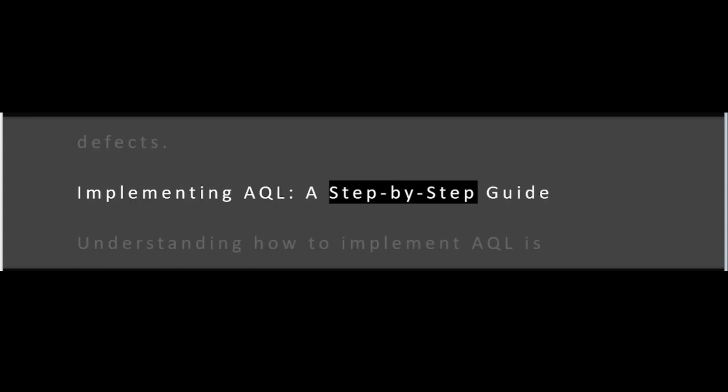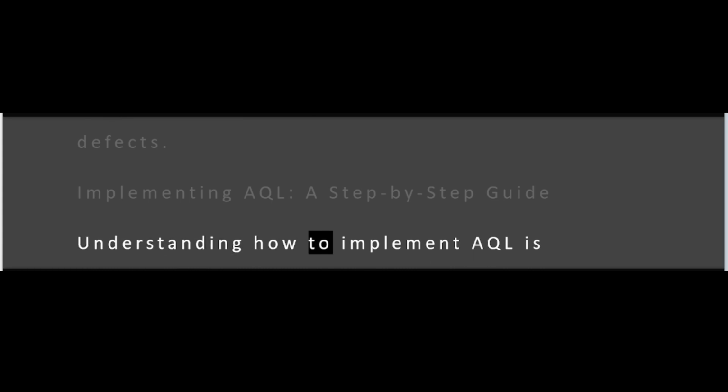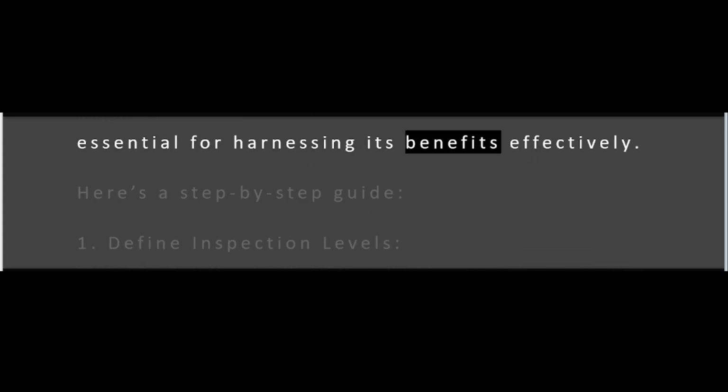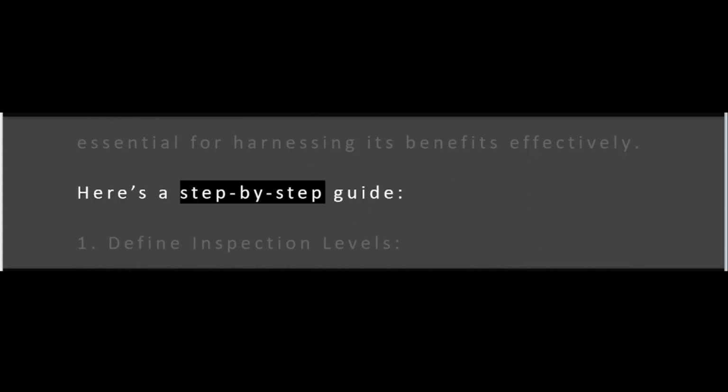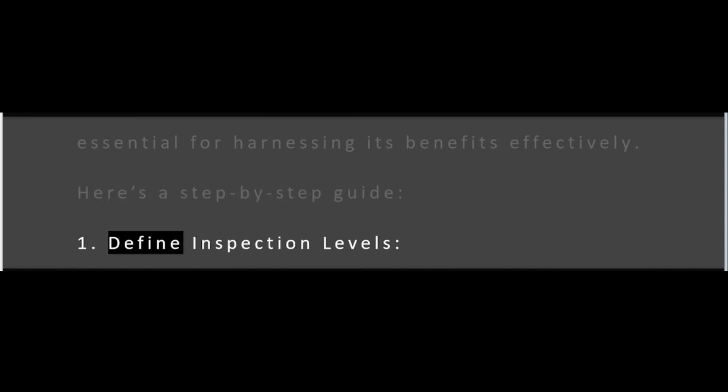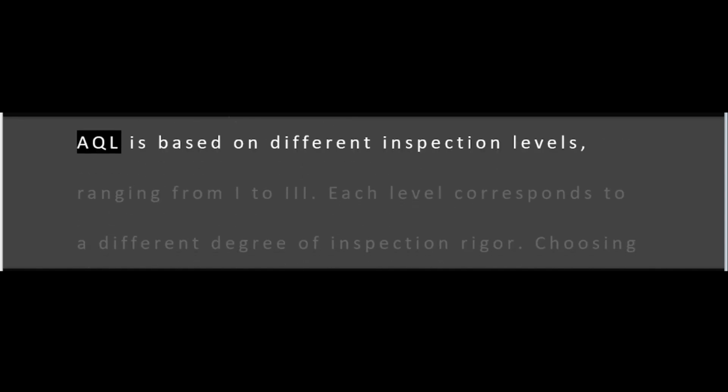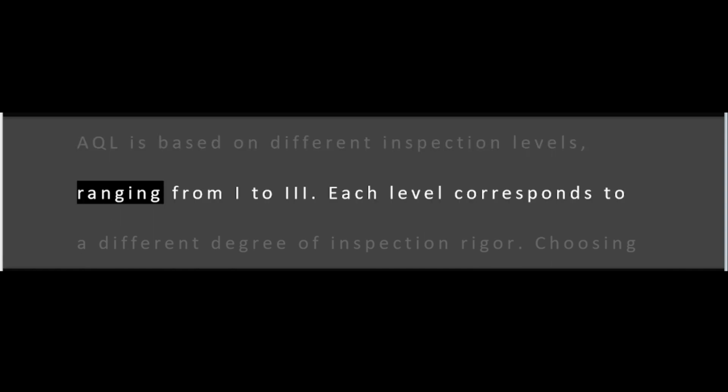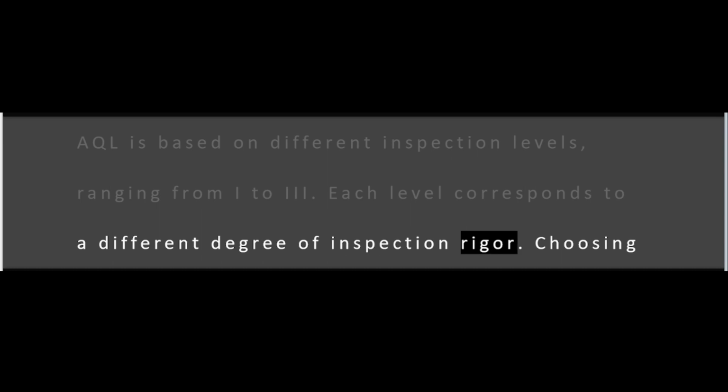Implementing AQL, a step-by-step guide. Understanding how to implement AQL is essential for harnessing its benefits effectively. Here's a step-by-step guide. 1. Define inspection levels. AQL is based on different inspection levels, ranging from 1 to 3. Each level corresponds to a different degree of inspection rigor.